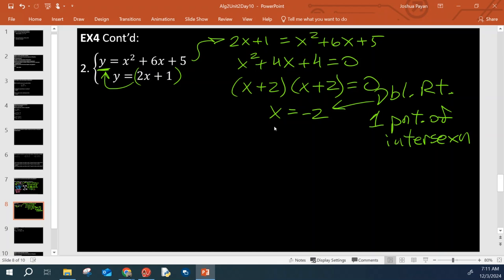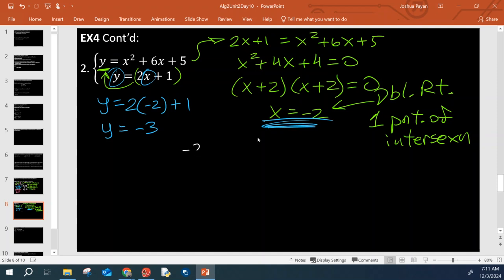Okay, and just like in the last example, I know this x value has to correspond to some y value. And I know y is equal to 2 times x plus 1. So let's figure out what the corresponding y value is. 2 times x plus 1. And 2 times negative 2 is going to give me negative 4. Negative 4 plus 1, negative 3. So I know my one real solution here is going to be x is negative 2, y is negative 3.